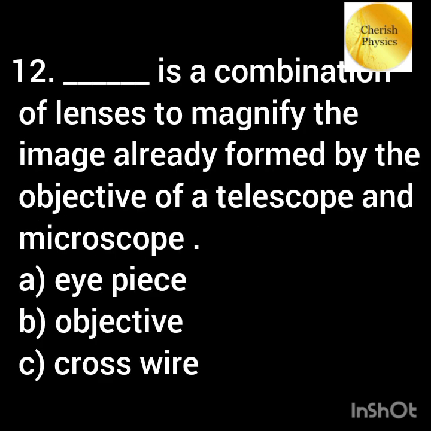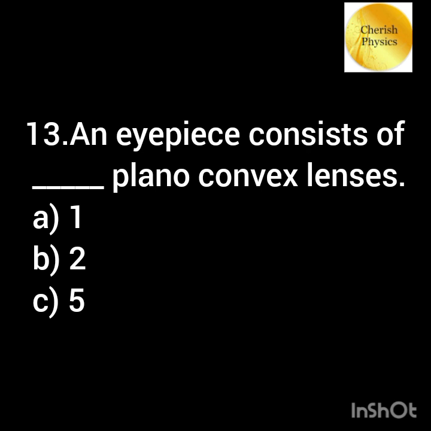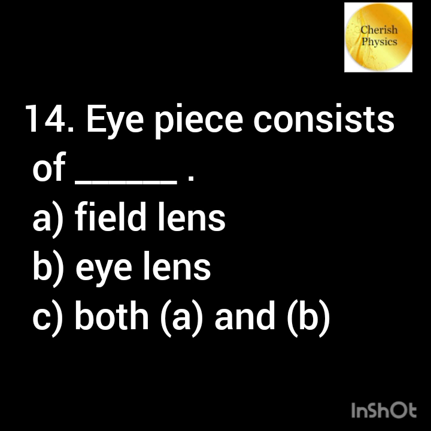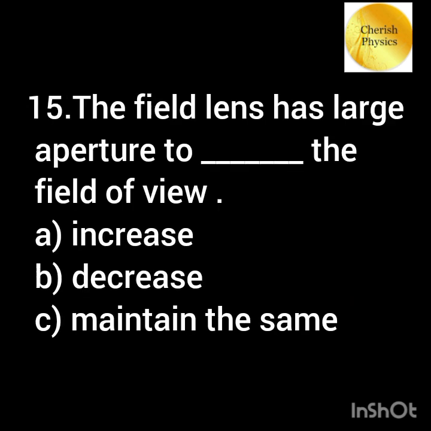Dash is a combination of lenses to magnify the image already formed by the objective of a telescope and microscope. An eyepiece consists of dash number of plano-convex lens. Eyepiece consists of dash. The field lens has large aperture to dash the field of view.